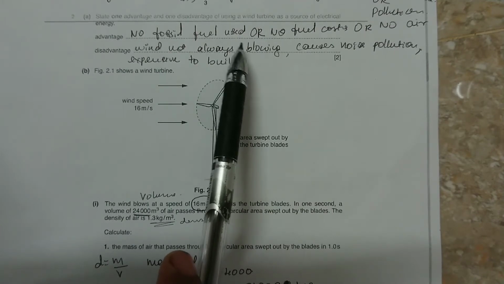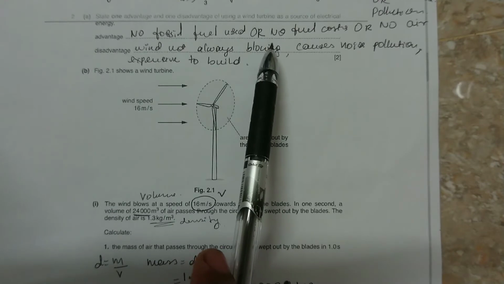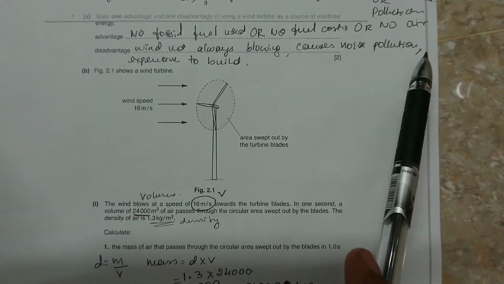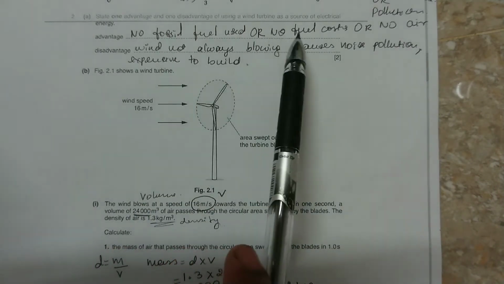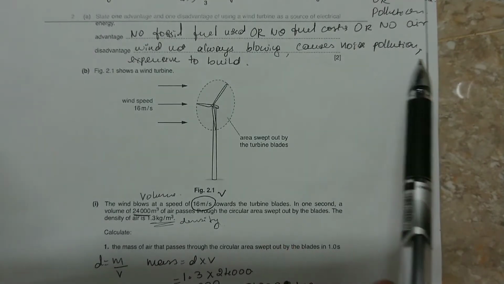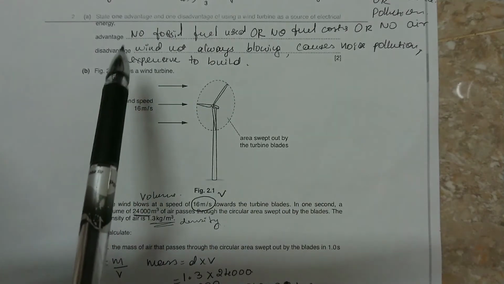In the wind turbine, no fossil fuel is used, or you can write no fuel cost, or no air pollution is caused, no greenhouse effect, no global warming, and it is a renewable energy source. Okay, any one of the answers you can write. It is for 1 mark.